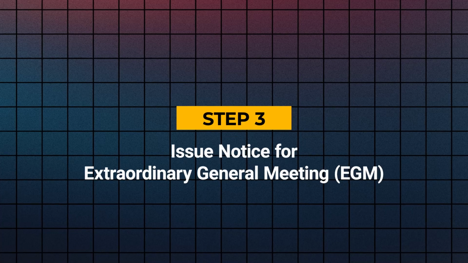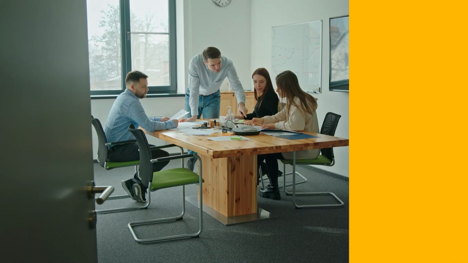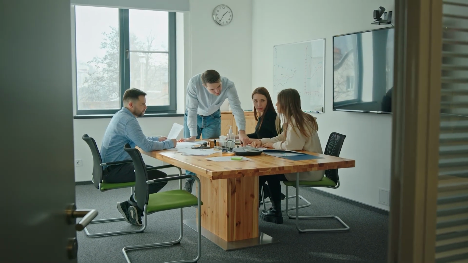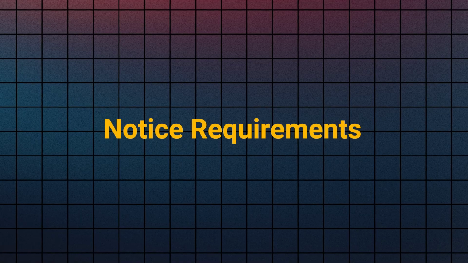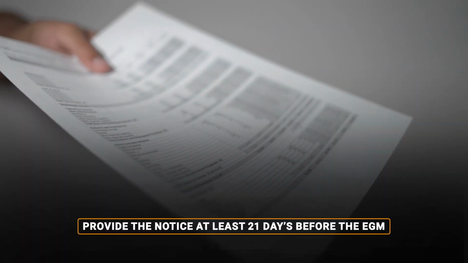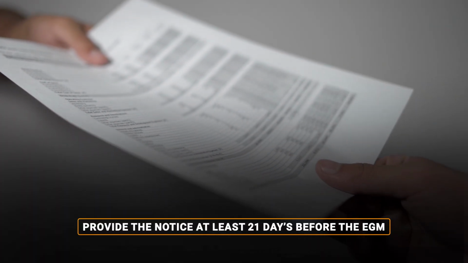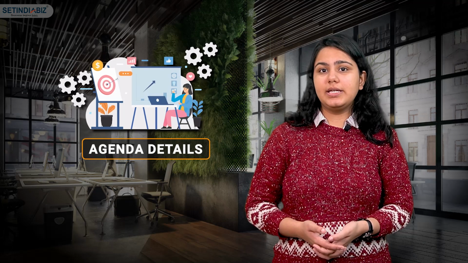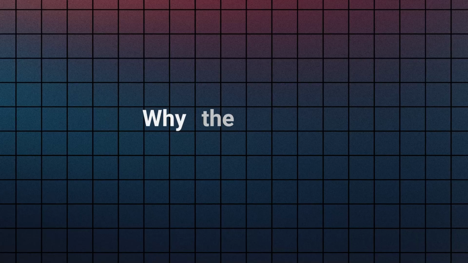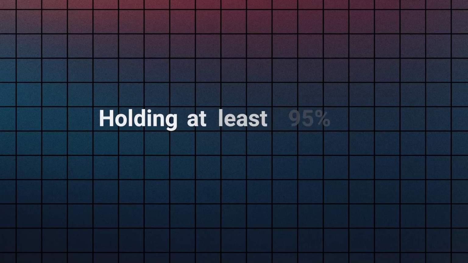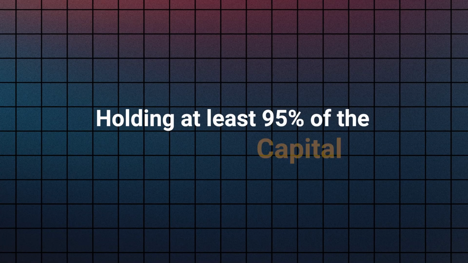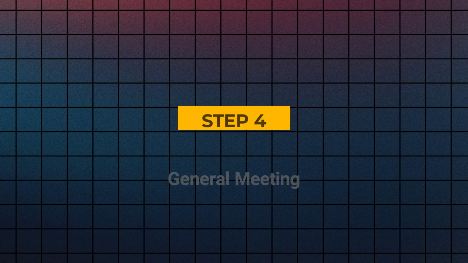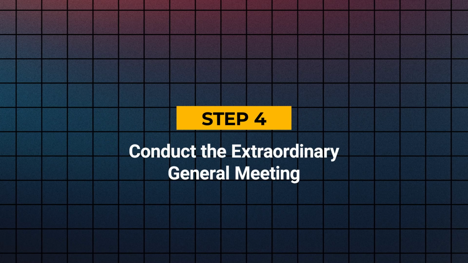Step 3 would be to issue a notice for the EGM. Shareholders must approve any changes to the authorized capital through an ordinary resolution. The notice requirements would include that you need to provide the notice at least 21 days before the EGM. It should include the agenda details and explain why the increase is necessary. And if required, an EGM can be called sooner with the consent of the shareholders holding at least 95% of the paid-up share capital.